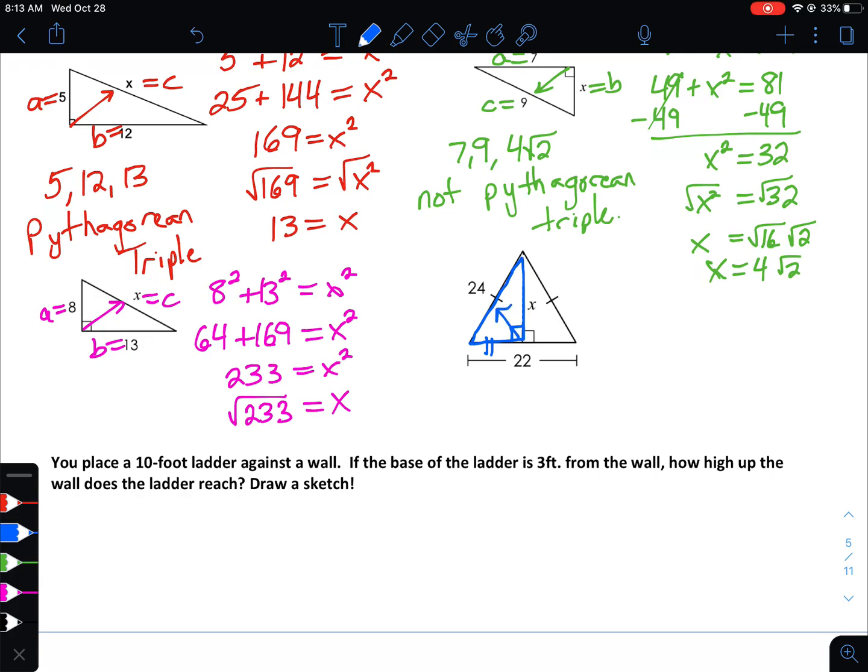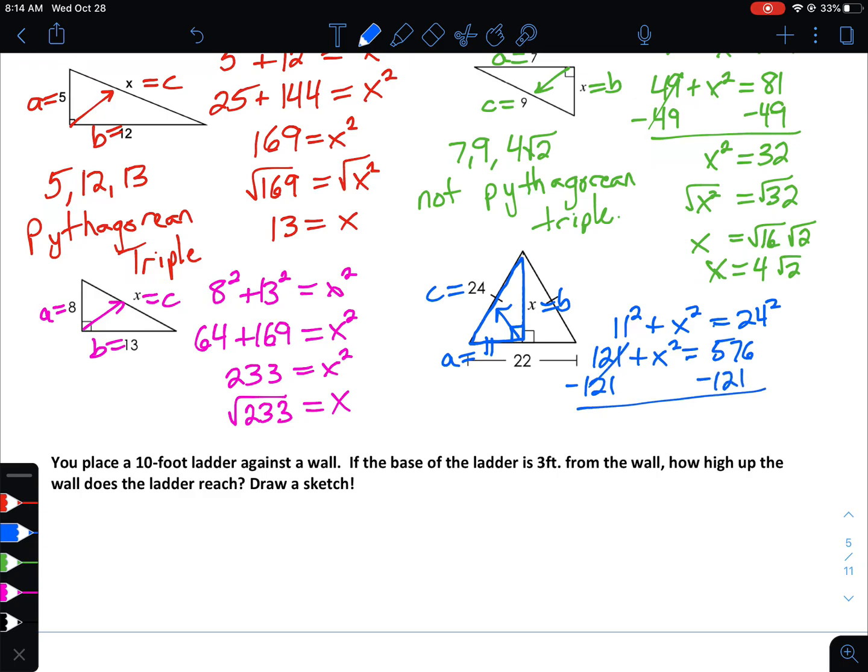So now let's go ahead and set this one up for the Pythagorean theorem. So opposite our right angle is 24, so that's going to be c. And then I'll just let a be 11 and b be x. So a squared is 11 squared plus b squared is x squared equals c squared, which is 24 squared. So then simplifying all of that, 11 squared is 121 plus x squared is equal to 24 squared, which is 576. So now let's go ahead and subtract 121 from both sides.